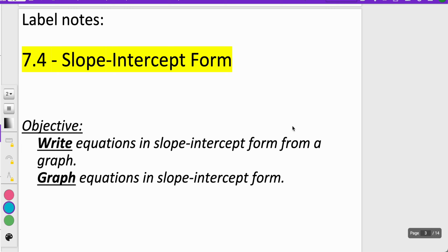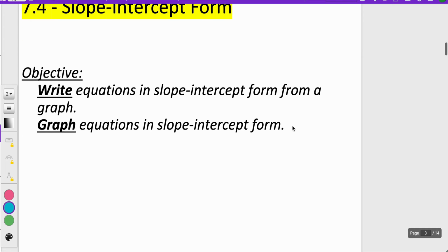Today we're going to talk about one of my favorite things, slope-intercept form. What we're going to do is write equations in slope-intercept form from a graph and then be able to graph those equations when you're given slope-intercept form.